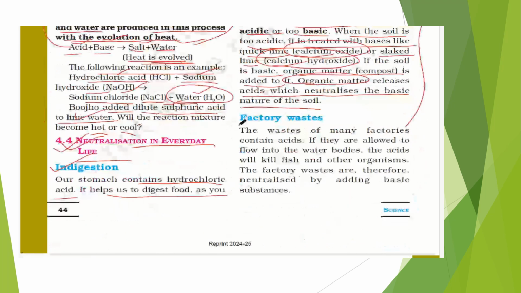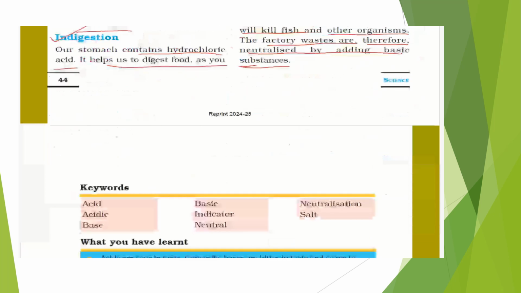Next comes factory wastes. The wastes of many factories contain acids. If they are allowed to flow into the water bodies, the acids will kill fish and other organisms. Okay, the factory wastes are therefore neutralized by adding basic substances. Basic substances are added to these factory wastes before they flow to the water bodies. Otherwise they would have killed many fishes. They should be neutralized by adding basic substances.